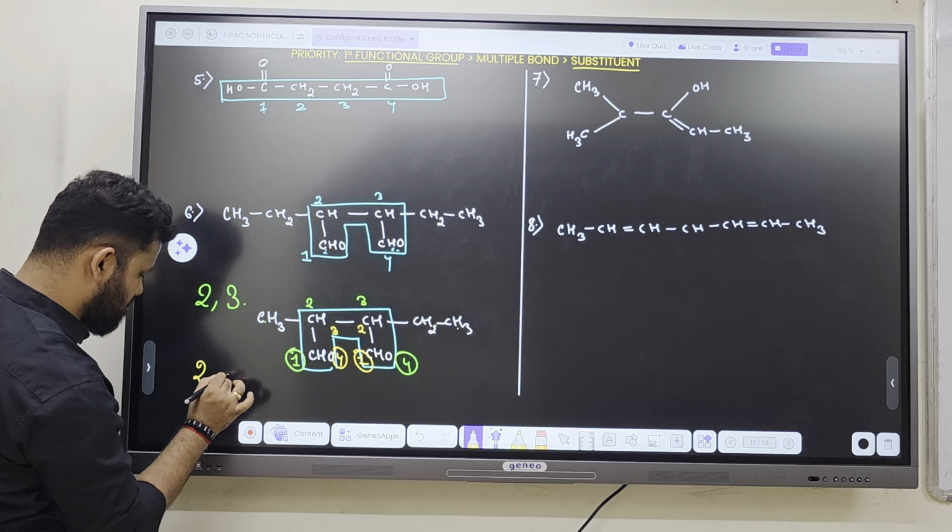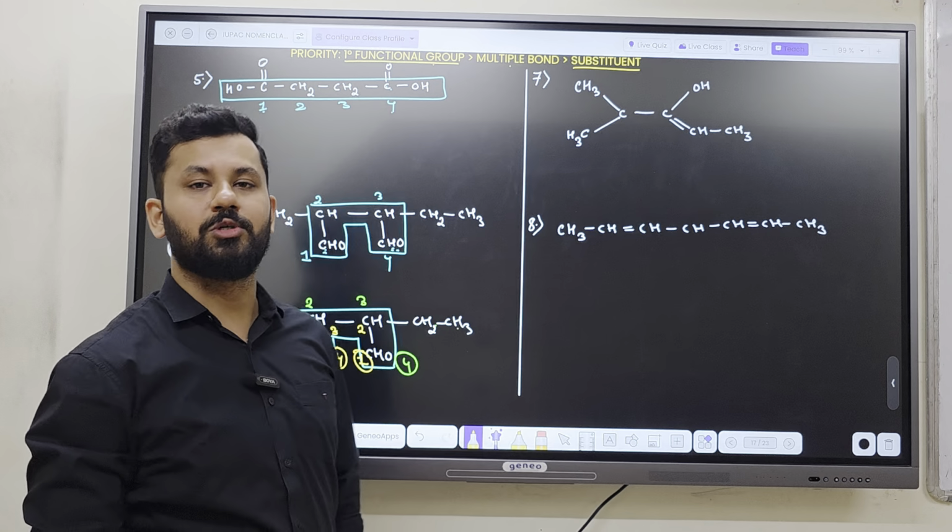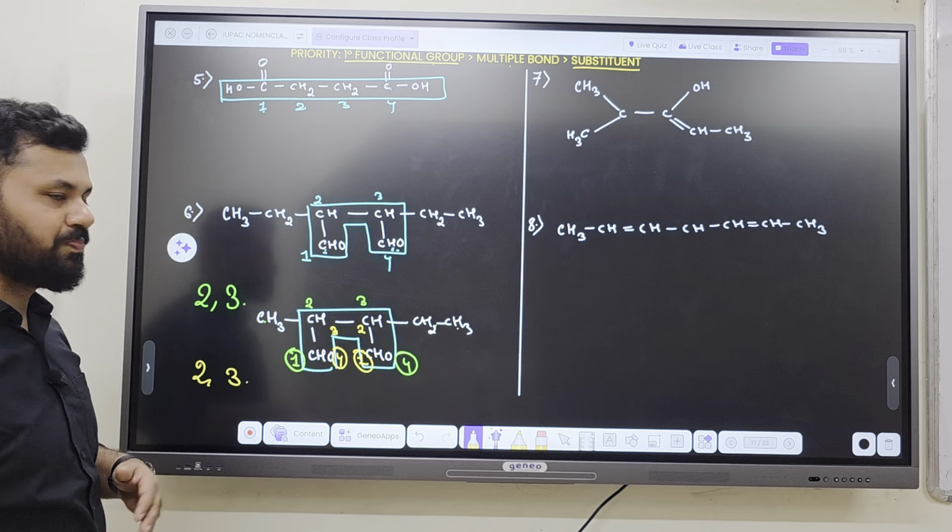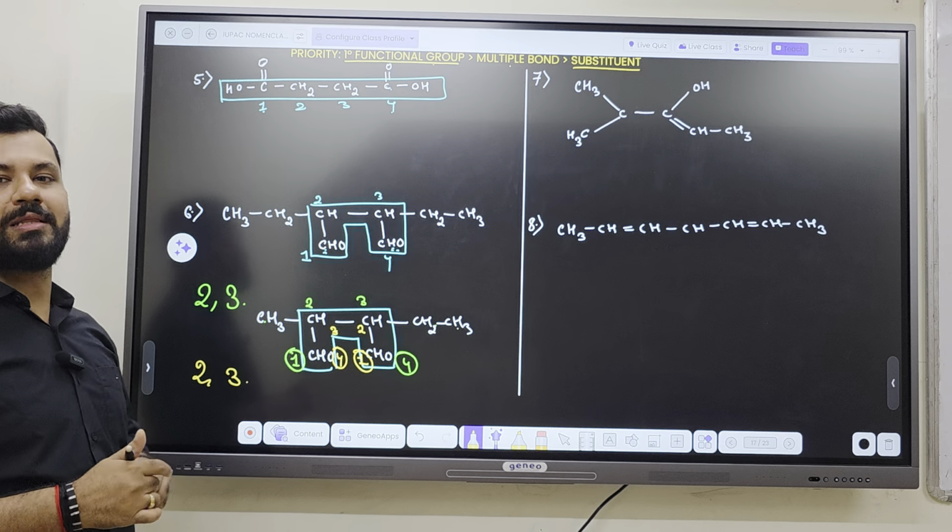So we'll compare. And if you compare, you will see that there is no difference. This is also 2, 3. There is no difference. So that means functional group cannot resolve our doubt, multiple bond cannot resolve our doubt, substituent cannot resolve our doubt. We're not arriving at a conclusion. Which way is correct? And we know that both are not the same.